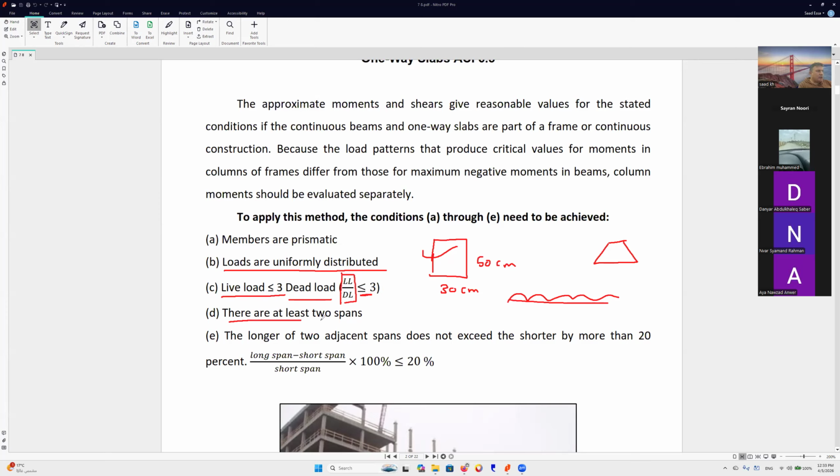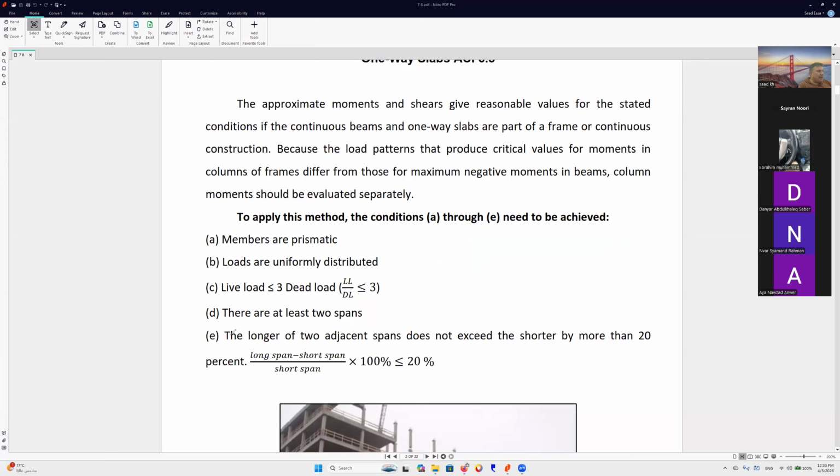Here there are at least two spans. For example, this is the first span, this is the second span, or maybe we have more than two spans: 3, 4, 5. And the longer of two adjacent spans does not exceed the shorter by more than 20 percent.